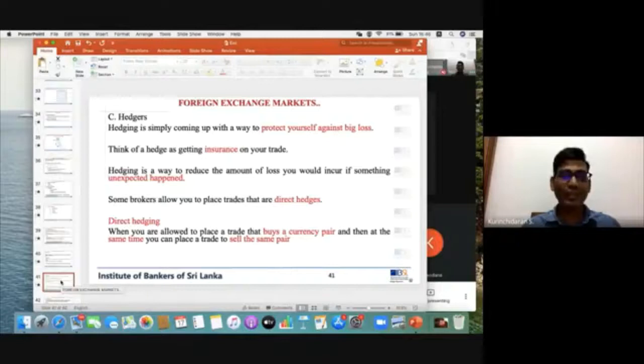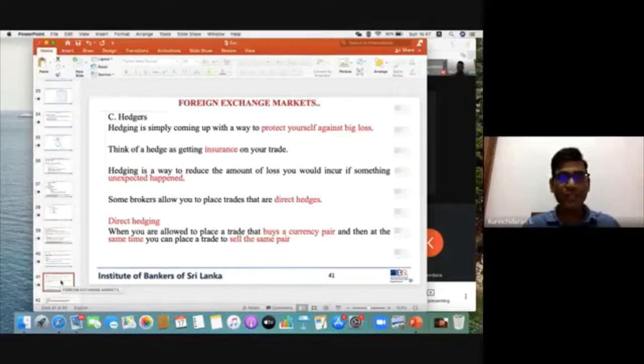Some brokers do the hedging directly. For example, you have an open position of $10,000. To mitigate that risk, you do another trade and square your position. That means zero; you have no more position. Then you are safe from big losses. For huge transactions, normally they do back-to-back transactions to hedge. So you can think of direct hedging.